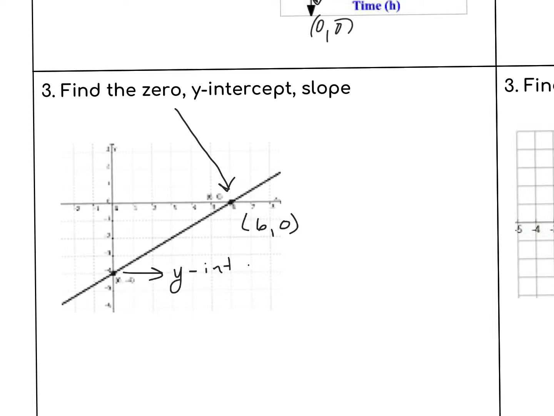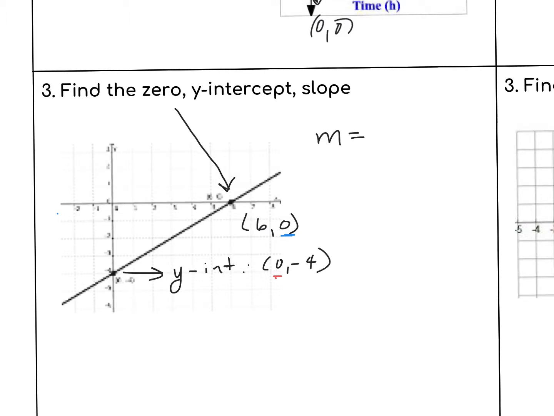And that looks like 0, negative 4. Notice the pattern. Notice there's always a 0 in the x-coordinate for the y-intercept. And notice that the y-coordinate for the x-intercept is going to be 0 as well. To find the slope, I can now look at these 2 points. Since I have 2 points, I can use them to find my slope.